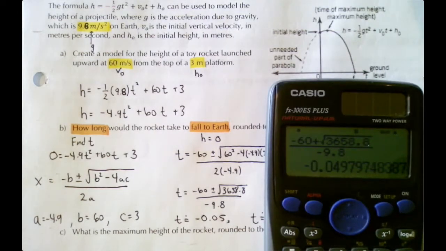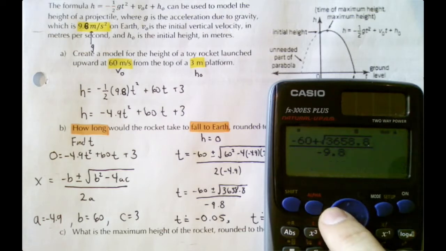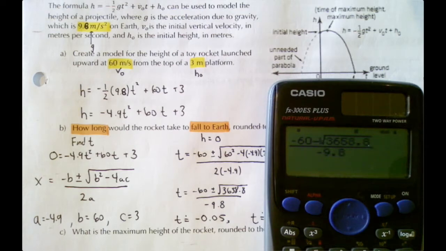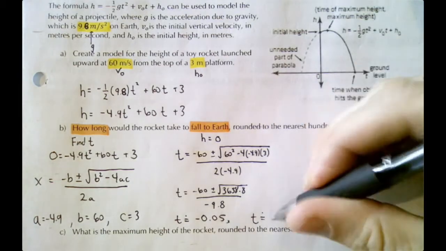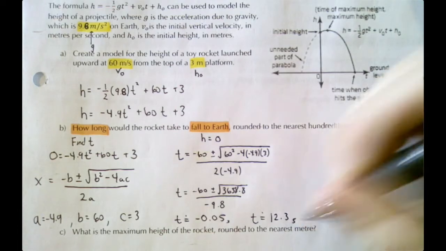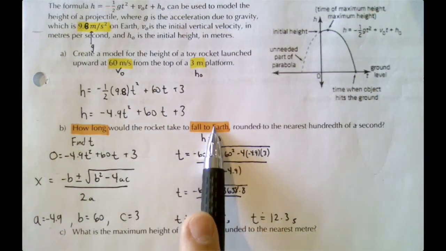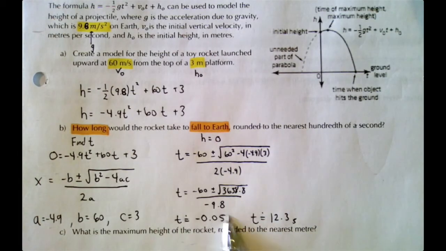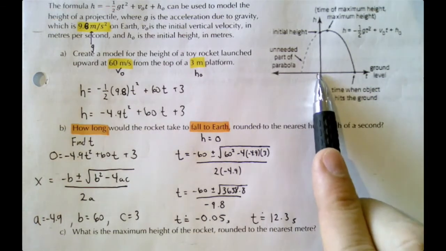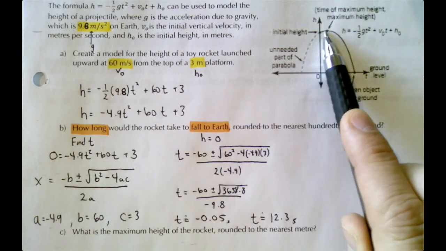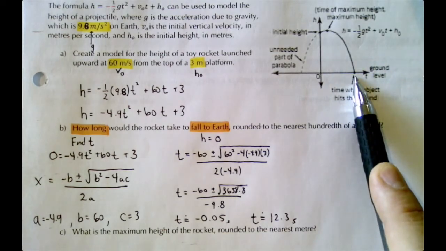And now instead of hitting clear, we're just going to go back and edit. And we're going to change that plus to a minus. Hit equals, and we get our second answer, 12.3. So now the question is, what's our answer? How long would it take the rocket to fall to Earth? Well, our experiment doesn't start in negative time. It starts at 0 and from an initial height. And then it goes and it lands over here at 12.3.